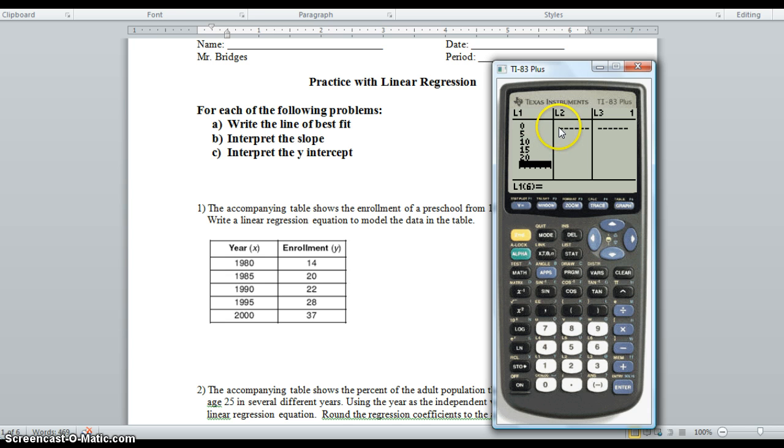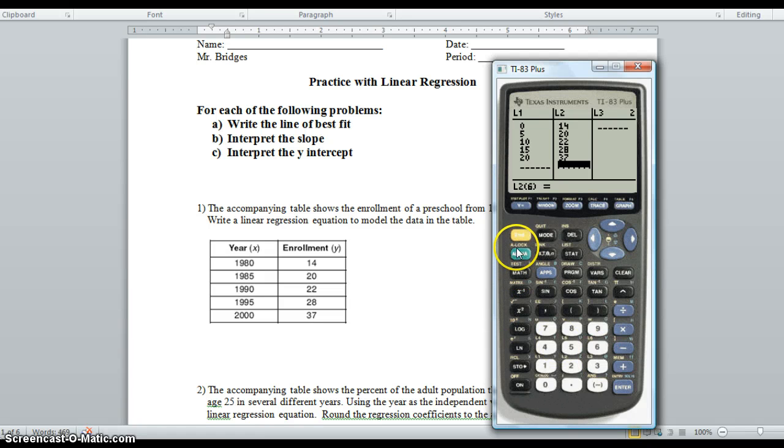So let's go over to L2 and put in the y coordinates. I have 14, 20, 22, 28, and 37. So now that I have my data input into the table, I'm ready to calculate my line of best fit.